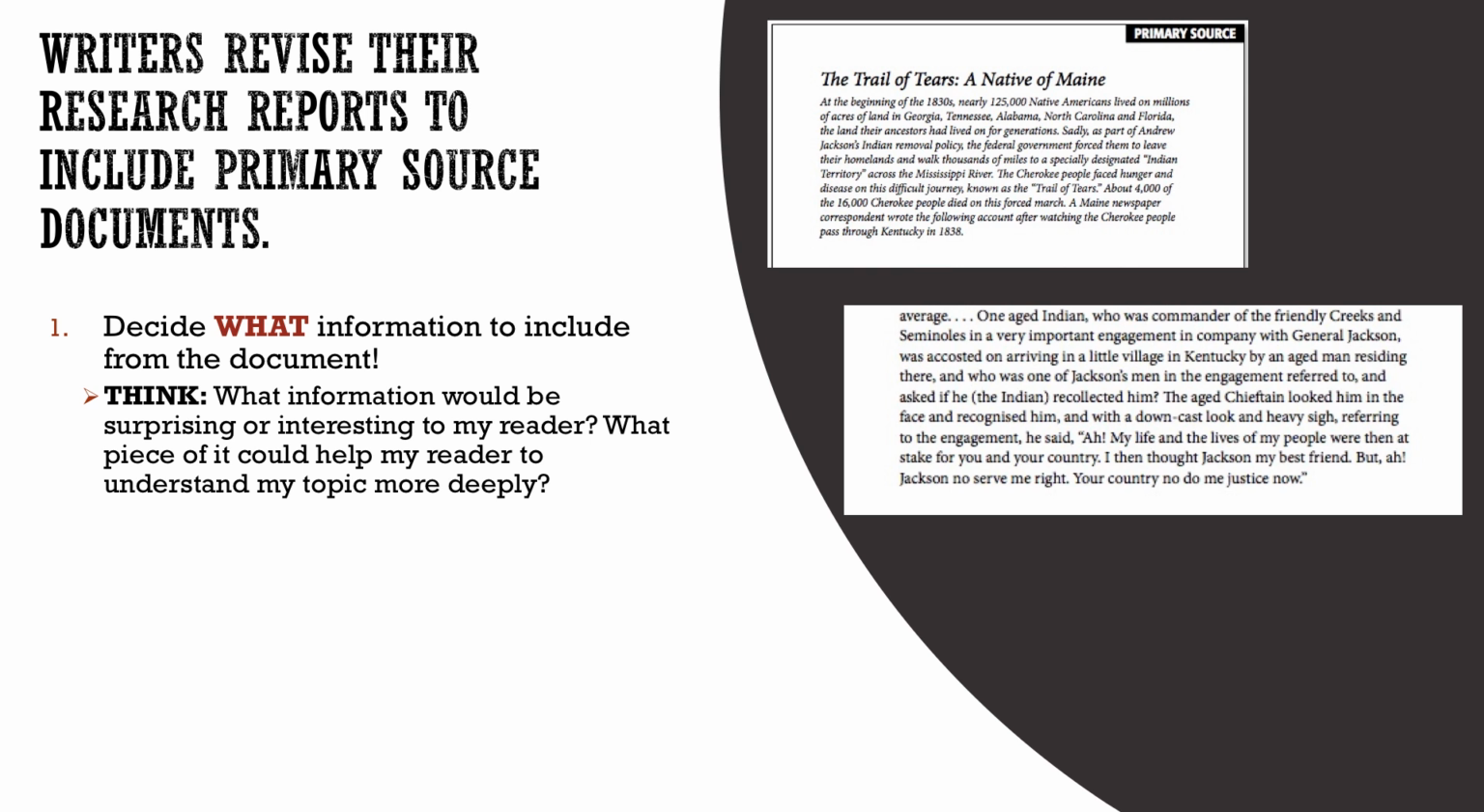And I definitely think that is what I want to be using when I go to do my writing. Because I think it's going to help the reader to understand not just how cruelly the Native Americans were treated, but also this sense of betrayal. Like, hey, we fought for you and now you're doing this to us? That's not right. So I'm going to use this information when I go to write about my reading. Okay, I've done step 1. I've decided what information to include from the document.